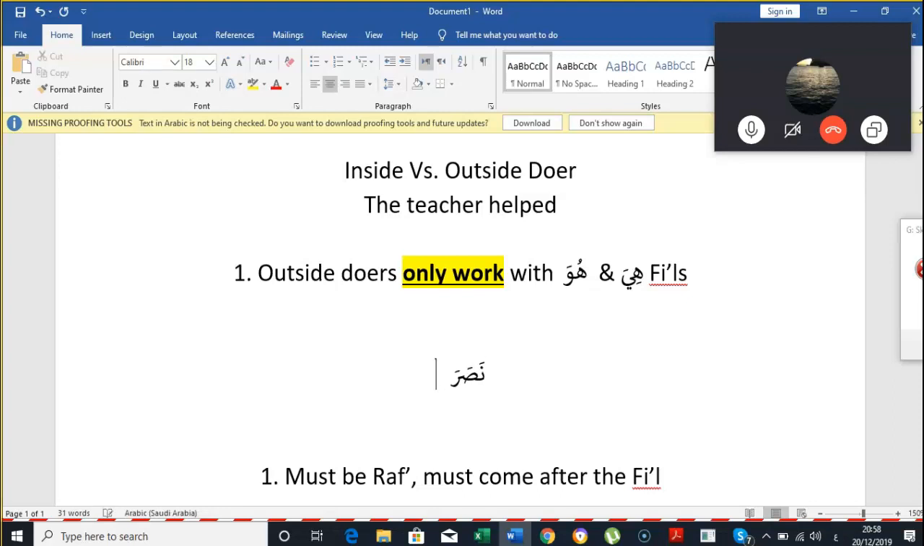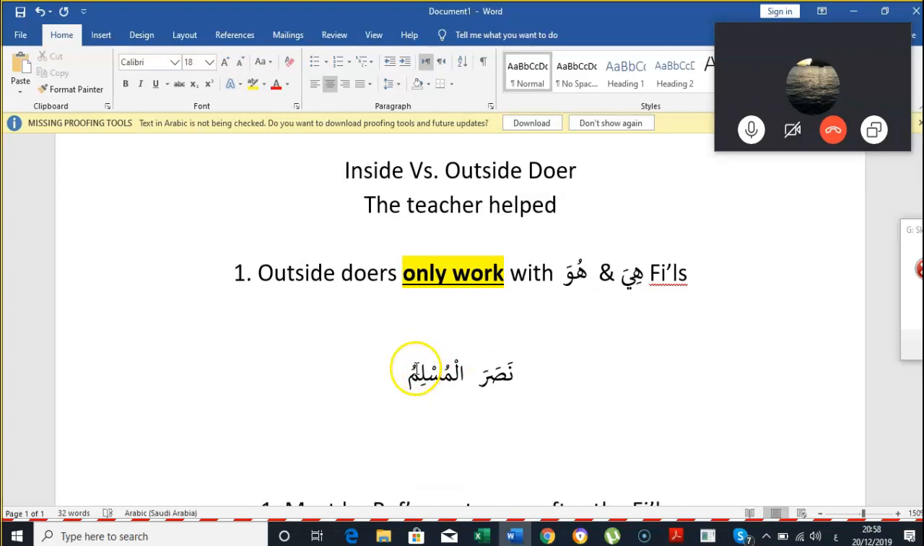Okay, so if I say Nasara al-Muslimu, what does that mean? Nasara al-Muslimu. He helped the Muslim. The Muslims help. No, the Muslim. Nasara is he helped, the Muslim.